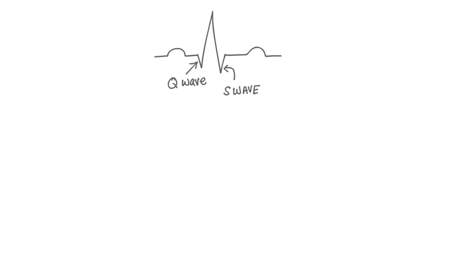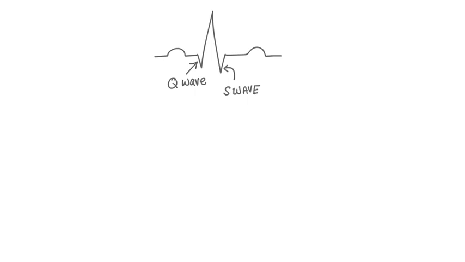If before the R wave there is no downward deflection, then there is no Q wave. You cannot pick any downward deflection and say this is a Q wave. Similarly, the downward deflection after the R wave is called the S wave. Before R, the downward wave is Q. After R, the downward deflection is S.